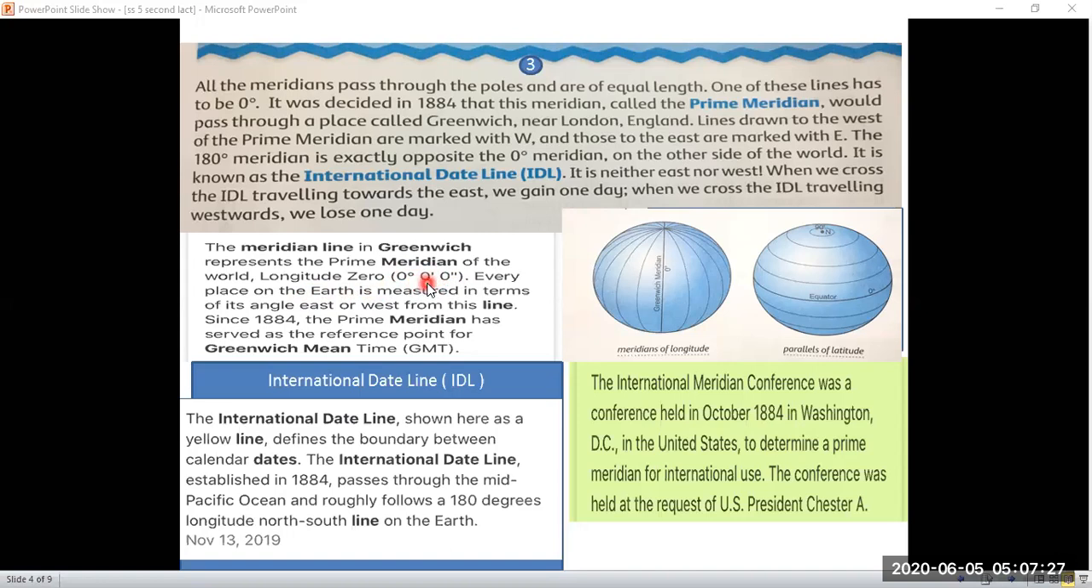This shows 0 seconds and this shows 0 minutes. Every place on the earth is measured in terms of its angle east or west from this line. Since 1884, the prime meridian has served as the reference point for Greenwich Mean Time, GMT, and time is also located from this Greenwich time, which is located at 0.